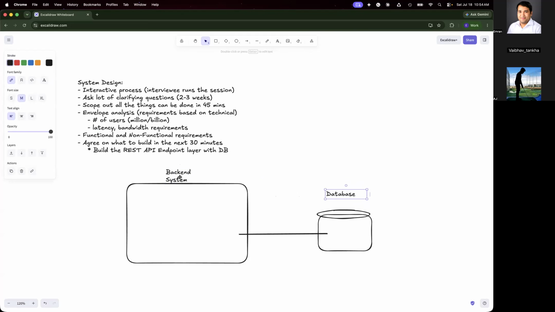Even for designing something, if you use Excalidraw or Zoom drawing or HackerRank drawing, just get to know the tools: how to write text, how to copy paste all these things. Because if you use the mouse all the time, it will take your time.